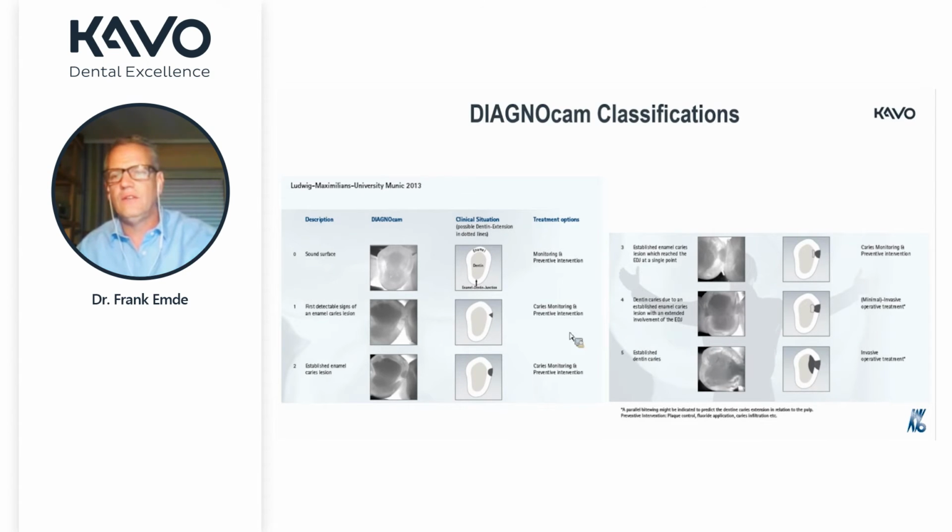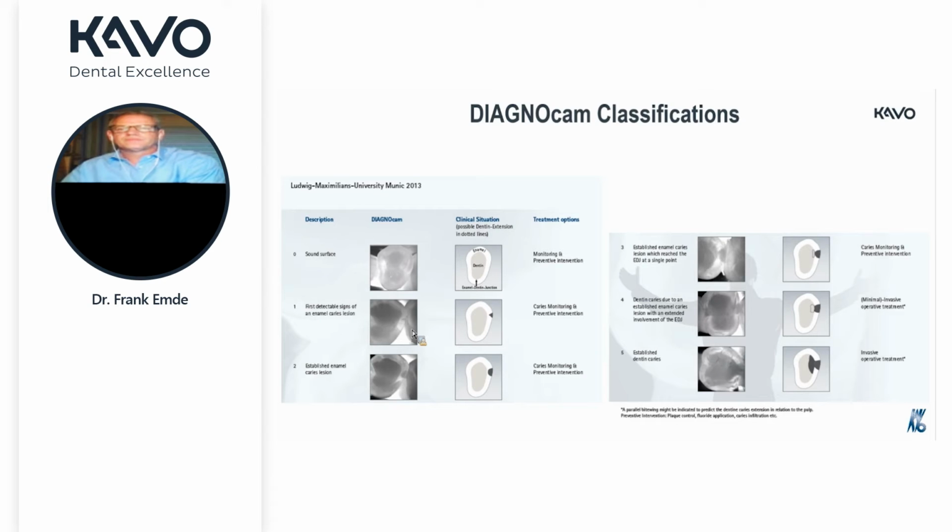Interestingly, you will observe very early stages of caries with the Acnochem. We've also put in here the treatment option. If the caries lesion is only in the enamel, the recommendation from Munich was just to have preventive intervention and caries monitoring. One word out of the practice I would like to add. Of course, it's your decision how you treat it. Do you treat it invasively with restoration? Do you treat it with monitoring?